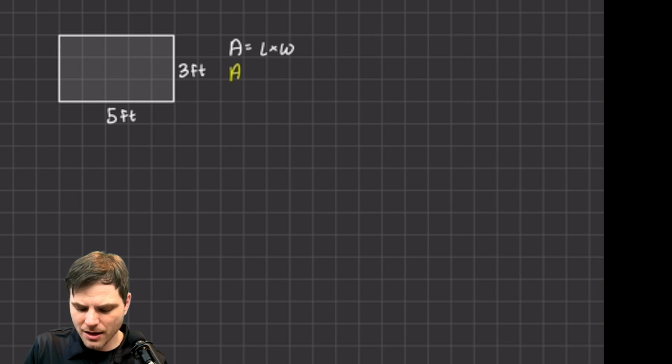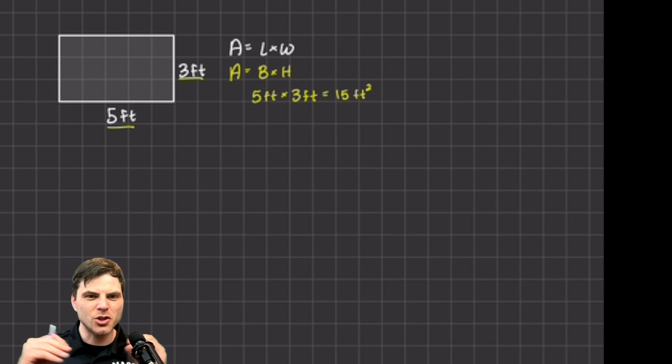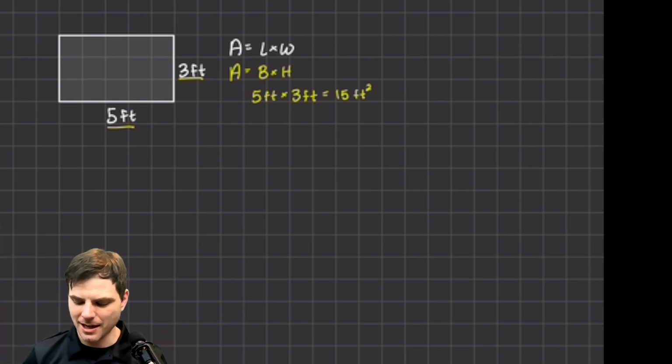So if area equals base times height, we have a base of 5 feet and a height of 3 feet. And that gives us a total area of 15 feet squared. And it's squared because it's 2 dimensions multiplied together.